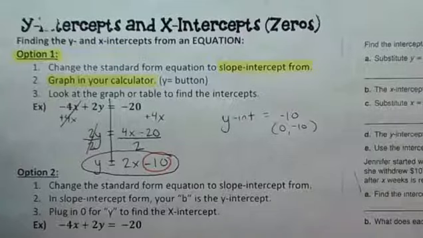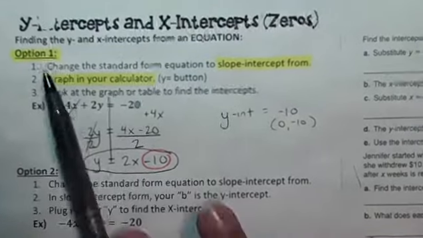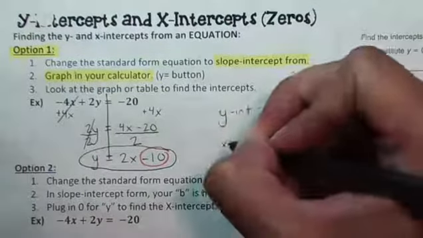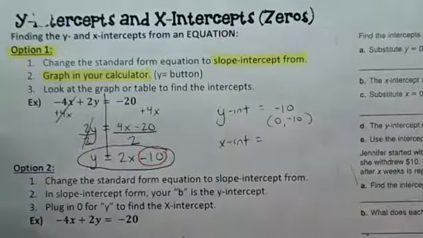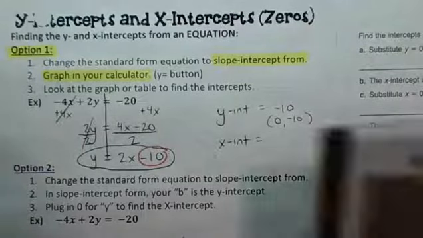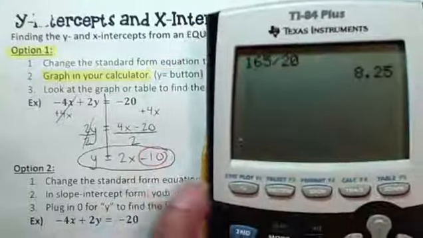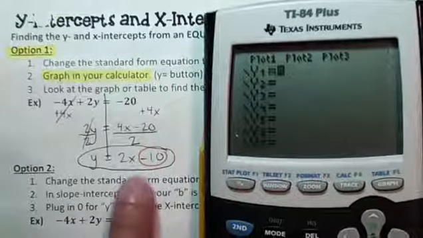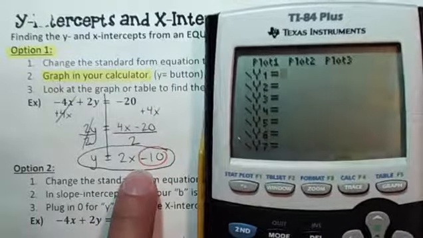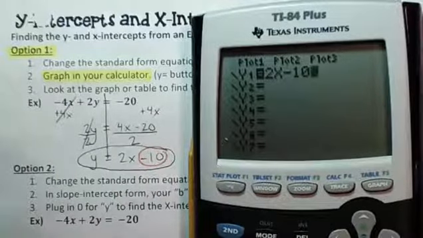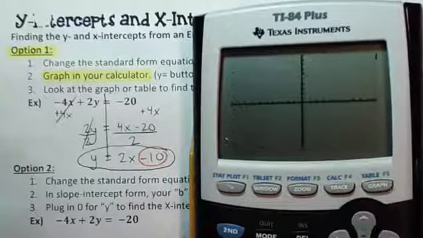Now how do we find the x-intercept? Well, again, this method right here is we're going to use our calculator. So I'm going to go ahead and write x-intercept, and then we're going to use our calculator to figure it out. So on your calculator, turn it on. What we're going to do is go to your y equals button, and we're going to enter in our equation. So I'm going to enter in 2x minus 10, and I'm going to go ahead and graph it.